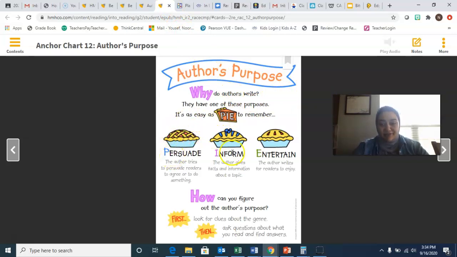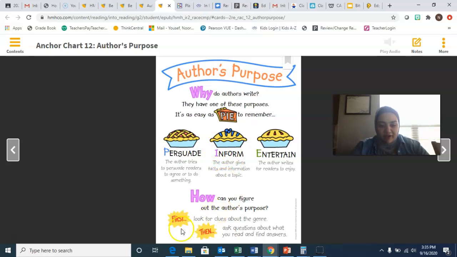It's either to persuade, to inform, or to entertain. So to persuade is when the author tries to persuade readers to agree with them. Inform is when the author gives them facts and information about a topic. And entertain is when the author writes for readers to enjoy. Shark the Clark was entertainment, right? Persuade, we haven't read a persuasive story yet, but inform. I think that this story is informing us about being a good digital citizen, how to be a good digital citizen.